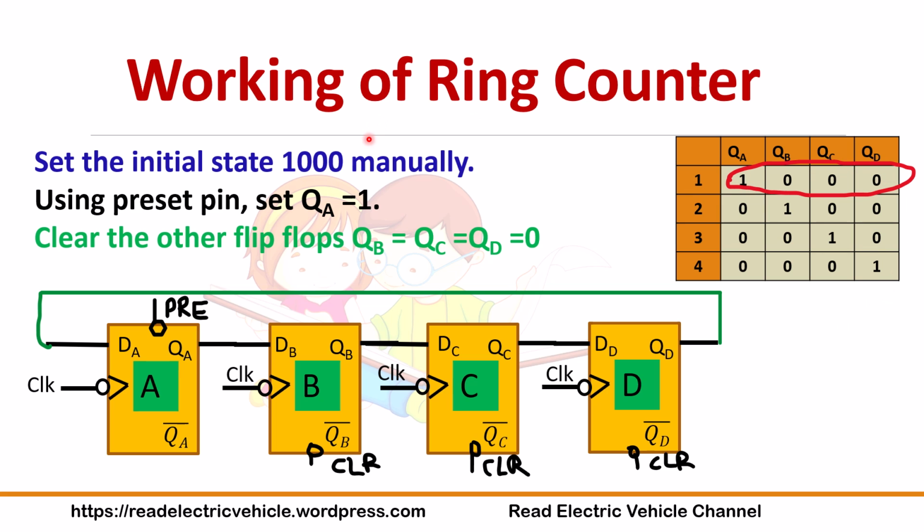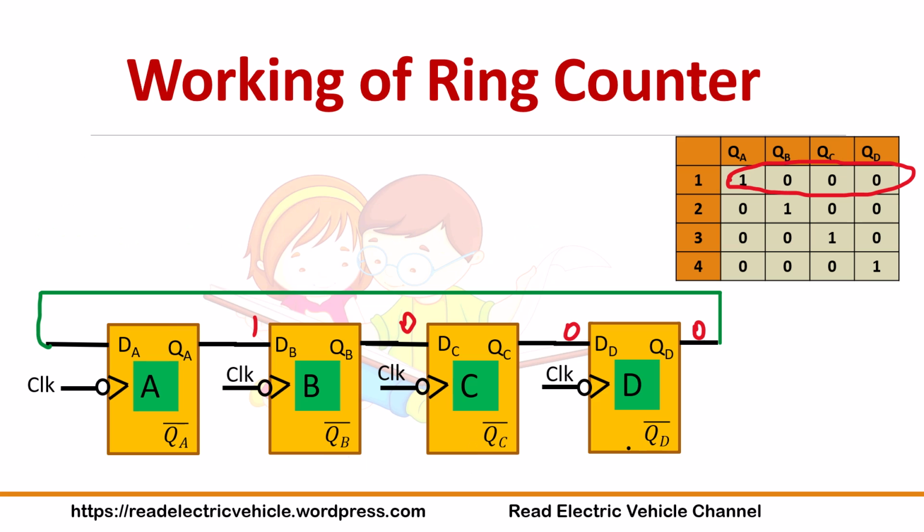Once it is set, we can see here all the flip-flops are given a clock signal. All the flip-flops will receive the clock at the same time. Now, the initial state is 1000, which I have shown here. If I give the clock pulse to all the flip-flops at the same time, what will happen?